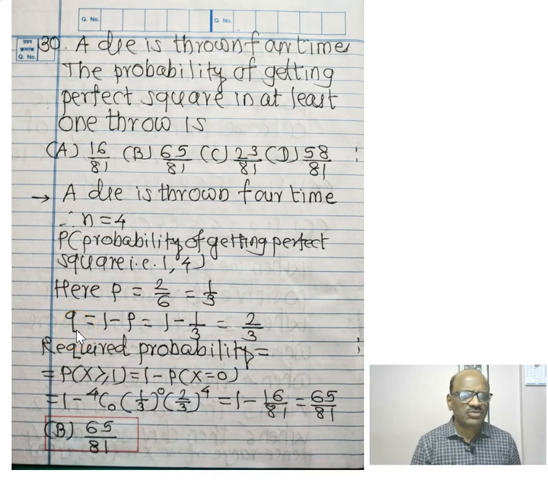And what about q? q is 1 minus p, which equals 1 minus 1 upon 3, equals 2 upon 3. Therefore the required probability, P of X greater than or equal to 1, equals 1 minus P of X equals 0. Therefore 1 minus 4C0 (1 by 3) raised to 0 and (2 by 3) raised to 4. After the calculation, you get 1 minus 16 upon 81, that is 65 upon 81, and hence option B is the correct one.